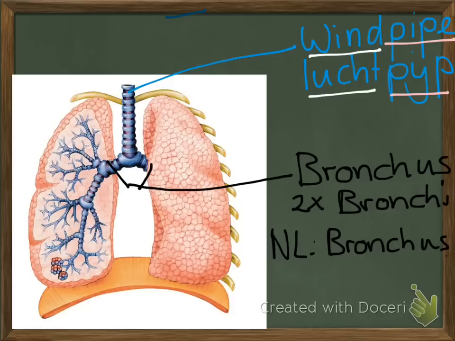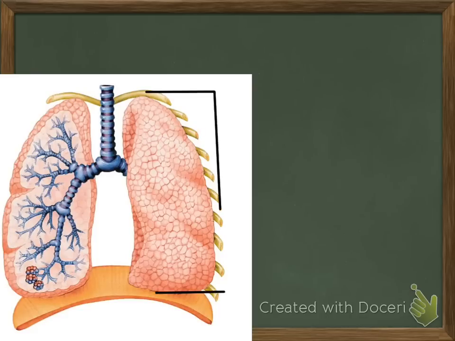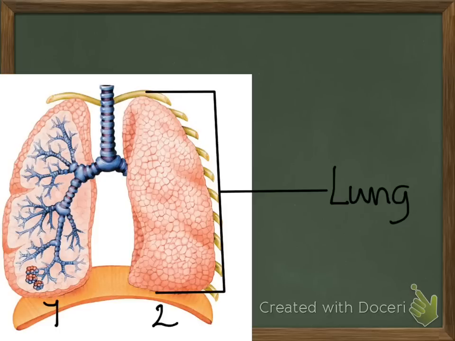And these bronchi lead the windpipe towards the lungs. These beautiful big lungs. You can see on the picture we have two lungs. Also inside of your body, left and right, we have two lungs. So one lung, two lungs. And in Dutch it's not much different. Long, longen.